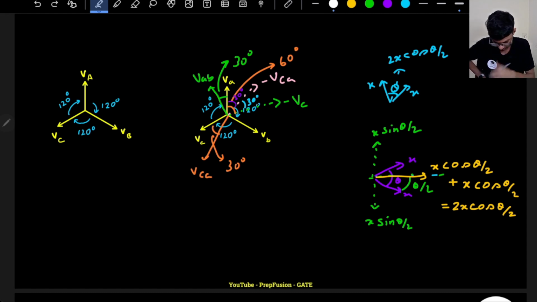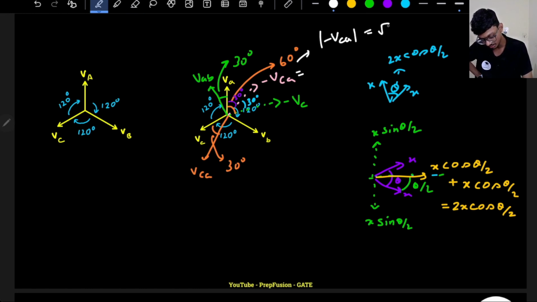Because I'm subtracting, so this is minus VCA only. So what is the magnitude of this vector? The magnitude of minus VCA is simply root 3 into the phase voltage. Let's assume the phase voltage as VA only. I'm assuming one voltage VA, like all the magnitudes are the same. Magnitude of VA equals magnitude of VB equals magnitude of VC.